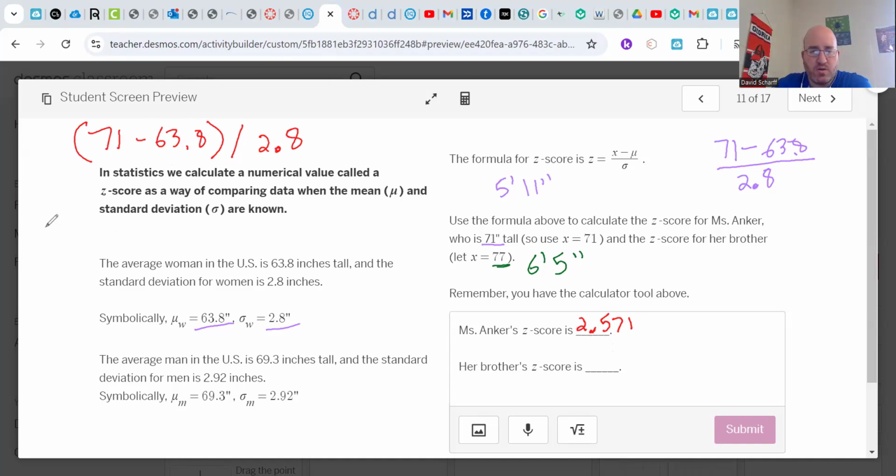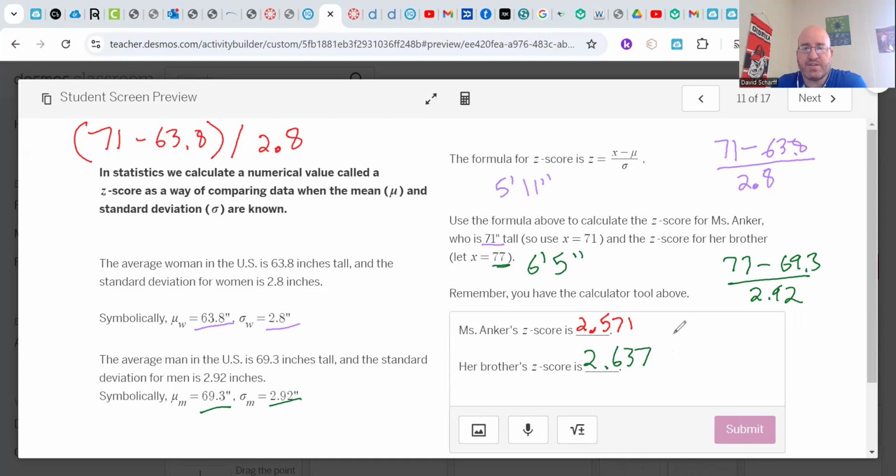Now, if we did her brother, same formula. We got 77 inches minus 69.3, so just over 5'9", the average height for a man, divided by 2.92. I believe it is 2.637. Let me actually do it instead of sitting here questioning my video. 2.6369. Yes, so 2.637. Okay, so there are the two Z-scores. Surprise, surprise, most of y'all picked her for being more impressively tall for a girl, but her brother's Z-score is slightly higher.